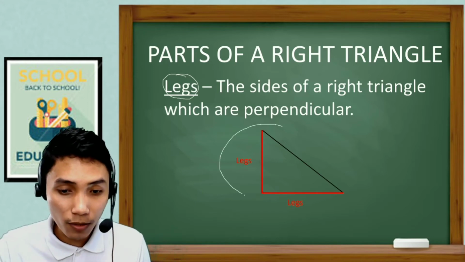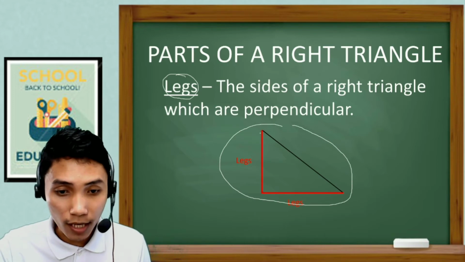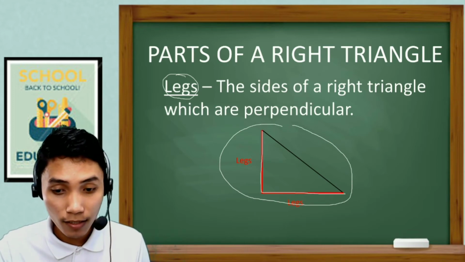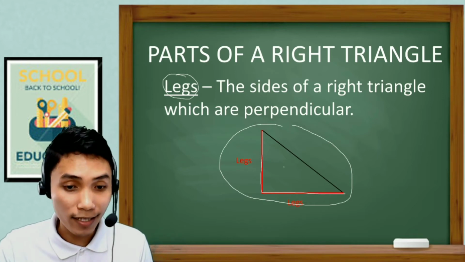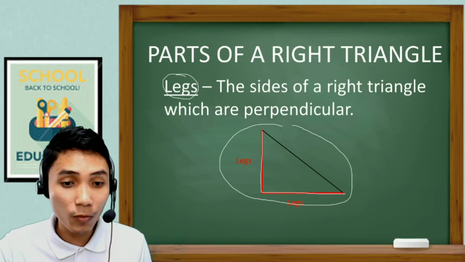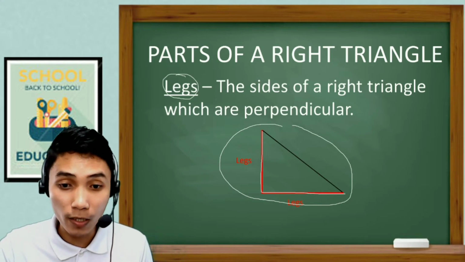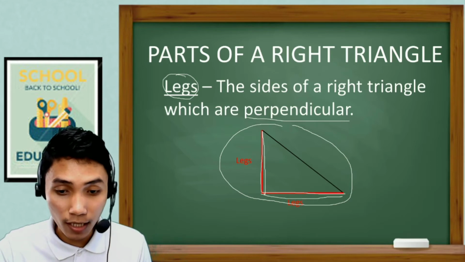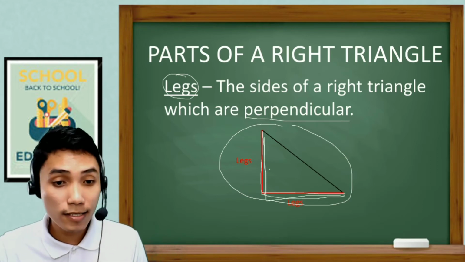So tanaw na to ang atong figure, natay lines, okay, kaning red line. So that is our legs, because it says there that the right triangle which are perpendicular. Okay? So mao ni siyang linya nga naka-perpendicular. So that is our legs.